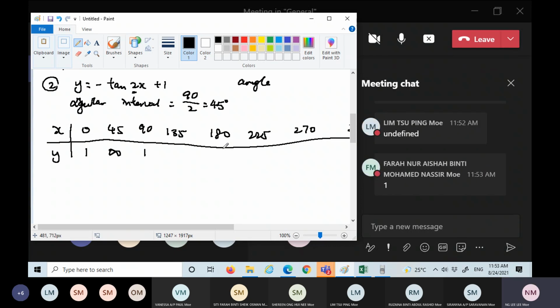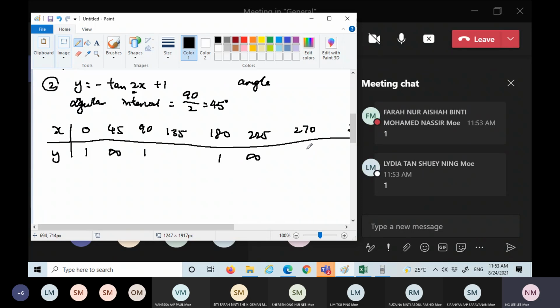Okay, Farah doing 180. This is 1. Suping do 100. Suping do 225. Okay, this is undefined or infinity. Okay, so now we're waiting for Hanis, and then we're waiting for Lydia. Okay, Lydia say 270. This is 1. Okay, maths error. Okay, Hanis, 135 maths error, correct?